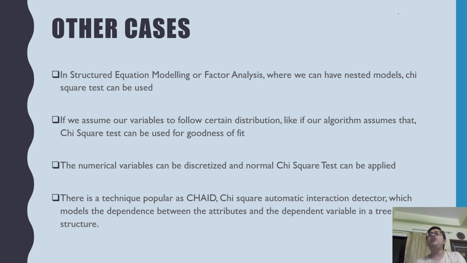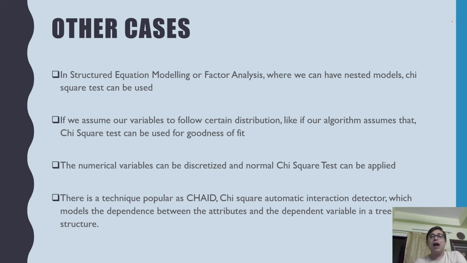This is heavily used by statisticians. From a machine learning perspective, a lot of algorithms assume normality. Linear regression assumes that the data is normal. PCA assumes the data is normal. So in these cases, you can apply the chi-square test to find out whether the data is normally distributed or not.